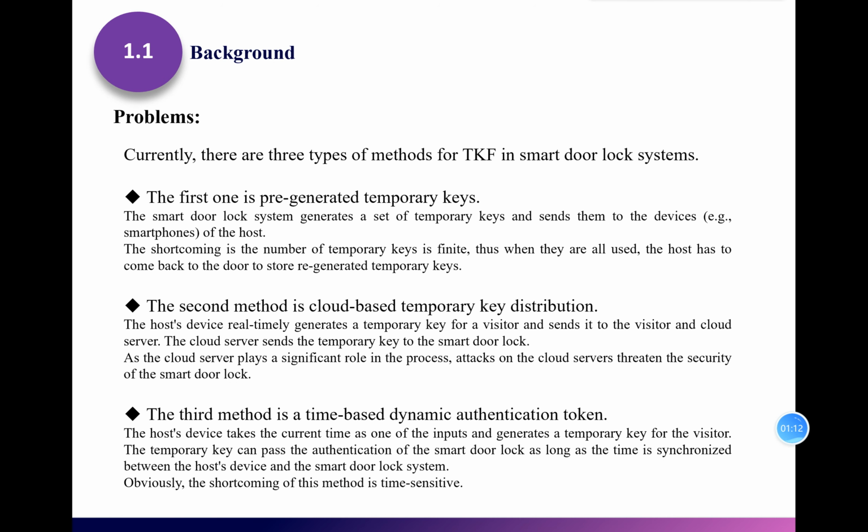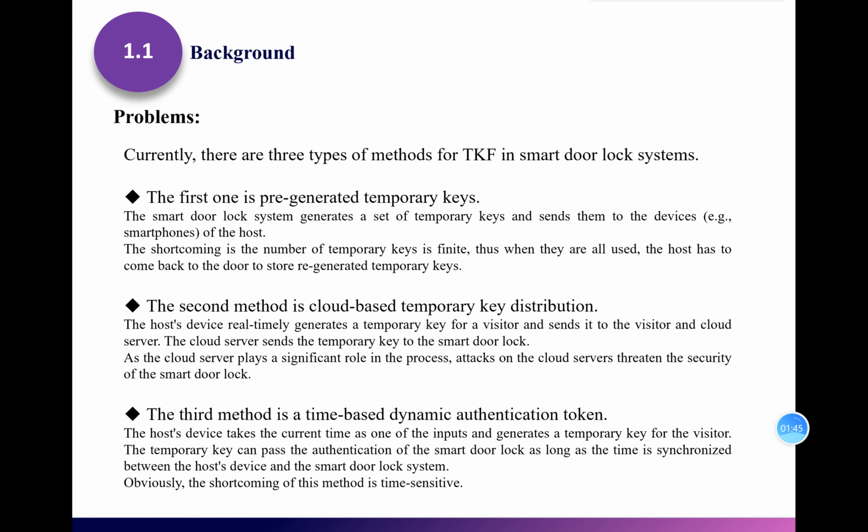Currently, there are 3 types of methods for temporary key function in smart door lock systems. The first one is pre-generated temporary keys. The smart door lock system generates a set of temporary keys and sends them to the devices of the host. The shortcoming is the number of temporary keys is finite. Thus, when they are all used, the host has to come back to the door to store regenerated temporary keys.